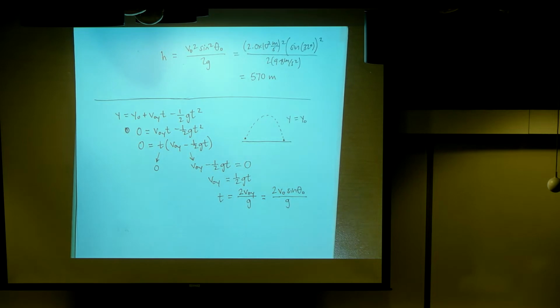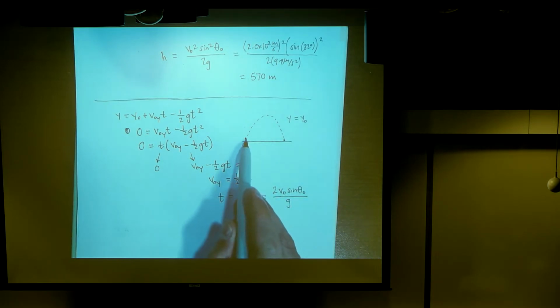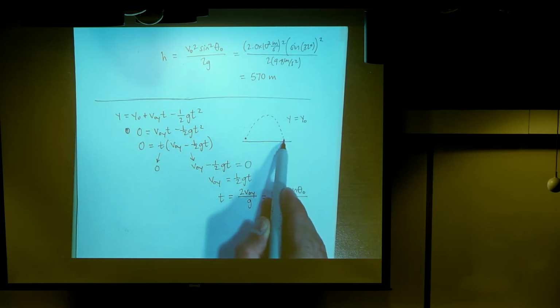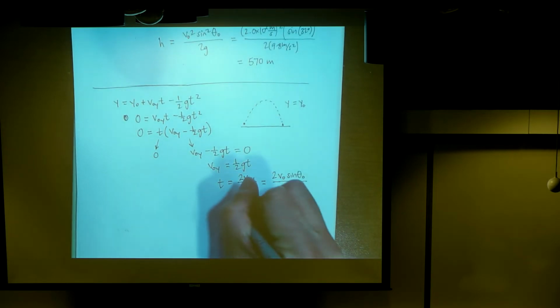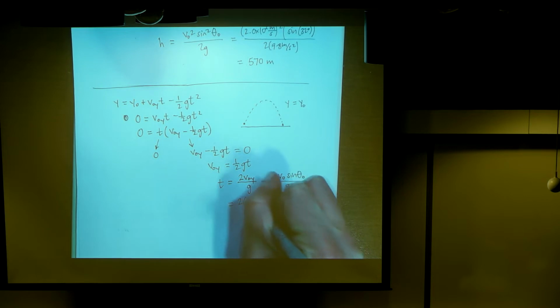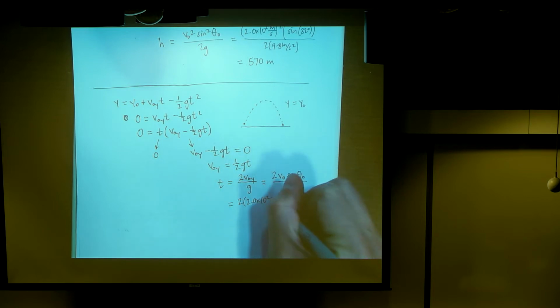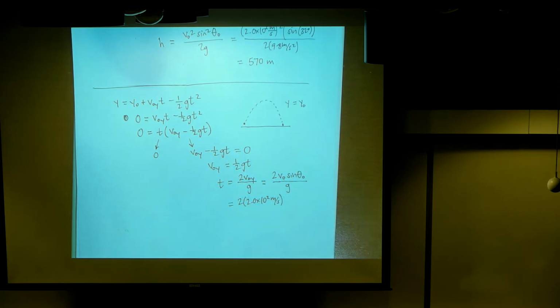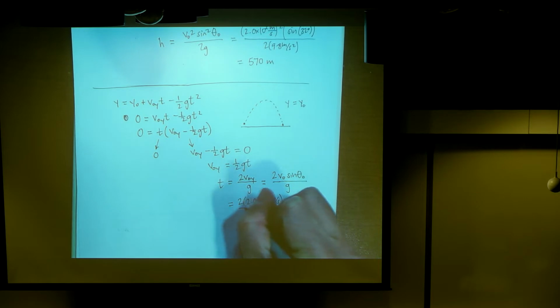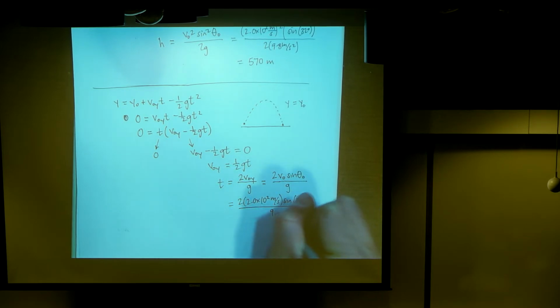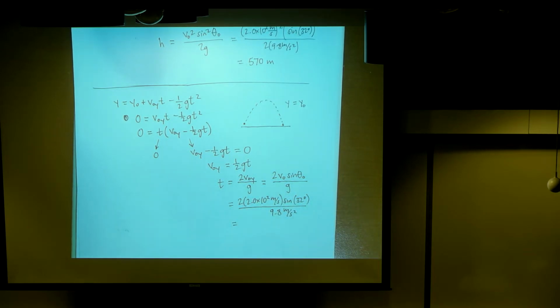So remember, this is giving me the total time it takes to travel from this initial point to this final point. That's what we want. That's the time in the air. So we have 2 times 2.0 times 10 to the 2 meters per second. That's our v naught. Then we'll take sine of 32 degrees, which is our launch angle. And then we'll divide that by 9.8 meters per second squared. Can someone crunch those numbers for me and tell me what the result is?